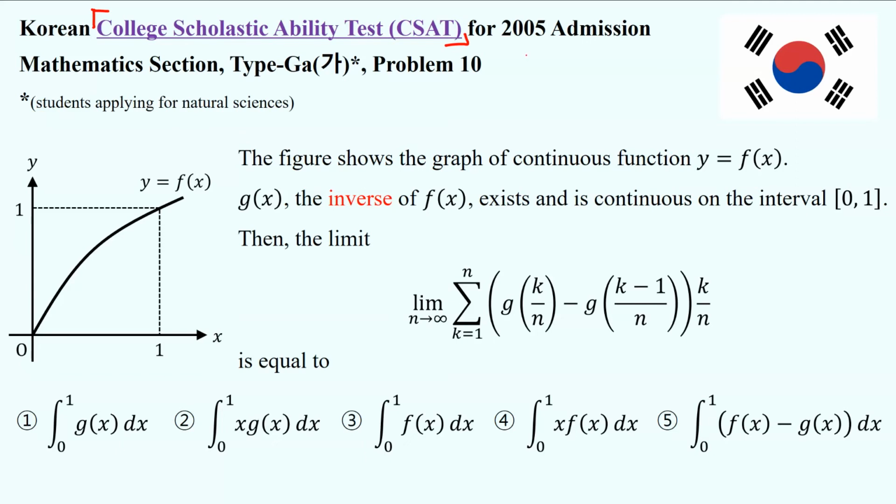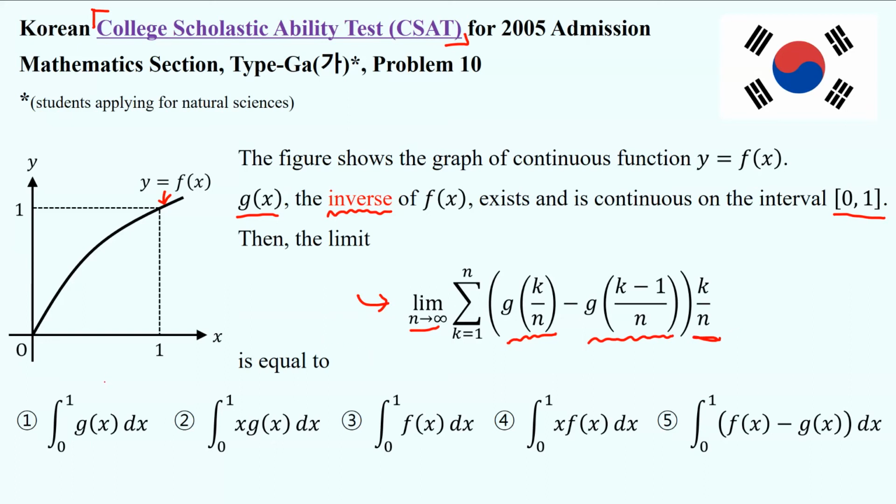And today we are going to take a look at this problem. So it says the figure shows the graph of continuous function y equals f(x). So there's the graph. And g(x), which is the inverse of f(x), exists and is continuous on the closed interval [0, 1]. Then this limit, n goes to infinity, sigma k from 1 to n, [g(k/n) minus g((k-1)/n)] times k/n. So this limit is equal to, then we have a multiple choice.